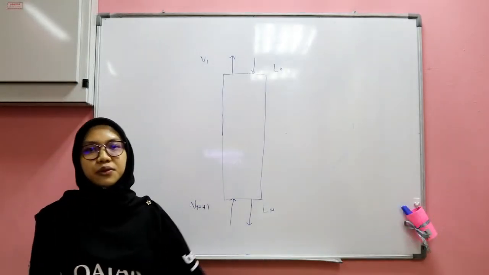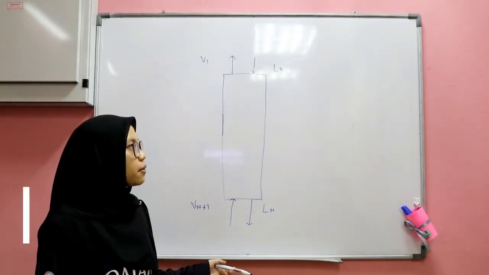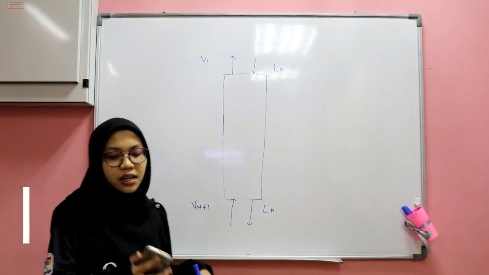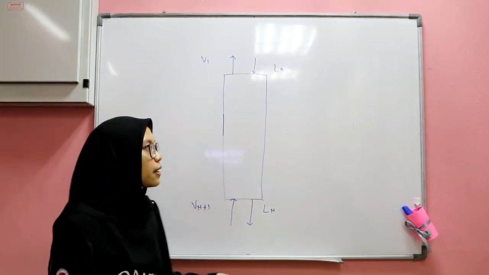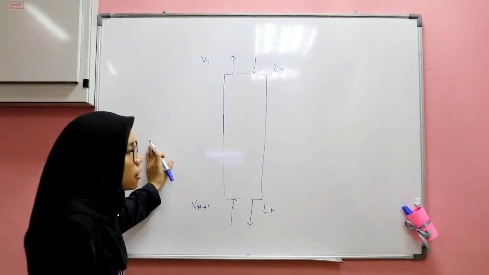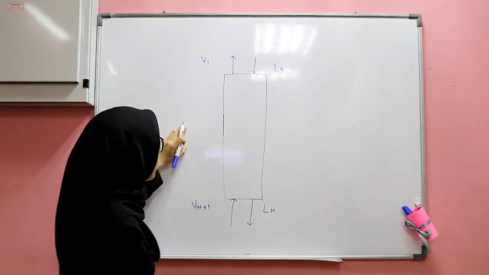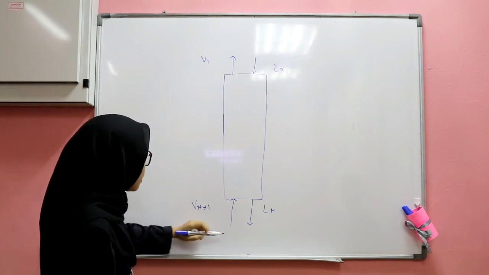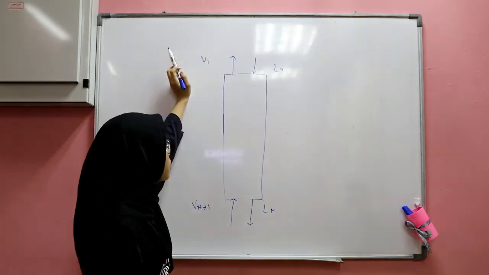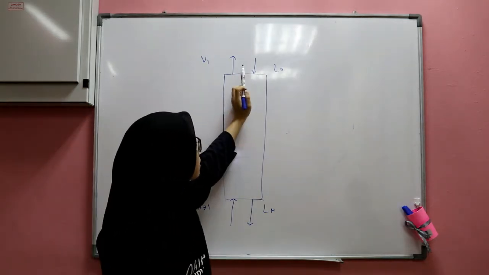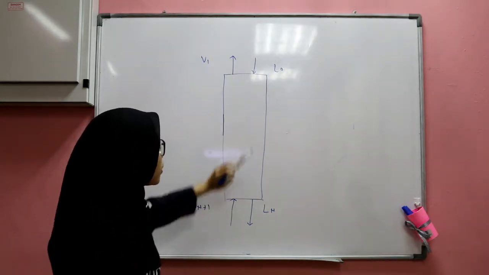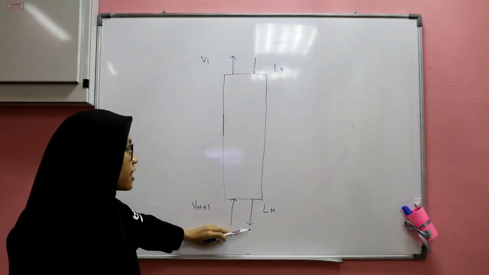Okay, Assalamualaikum. Today I will explain how to calculate the number of stages in countercurrent multiple contact stages. Okay, this is the absorption column. N plus 1 is the vapor inlet and V1 is the vapor outlet. The liquid inlet is L0 and the liquid outlet is Ln.